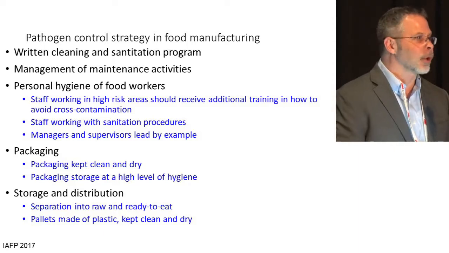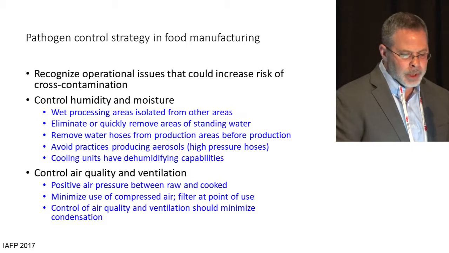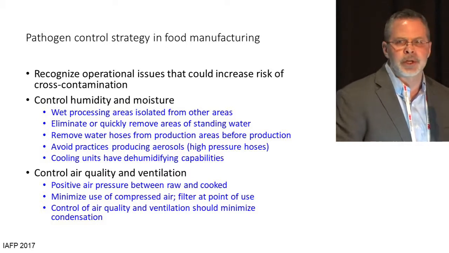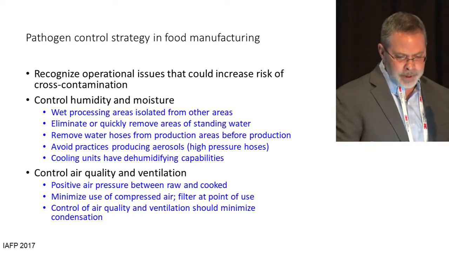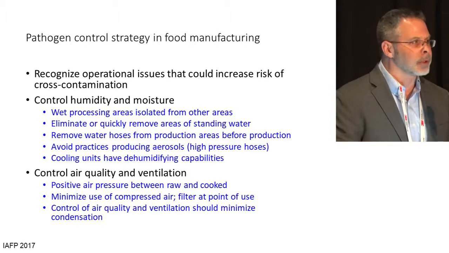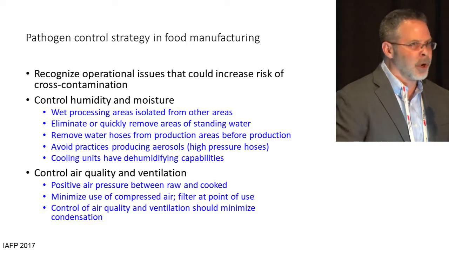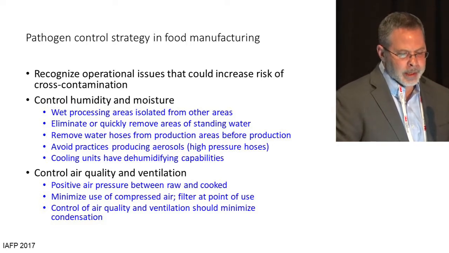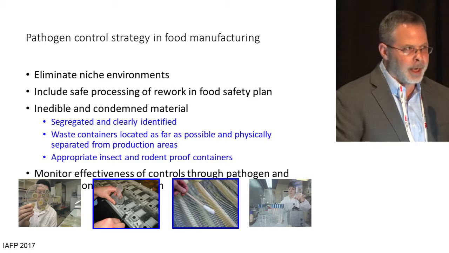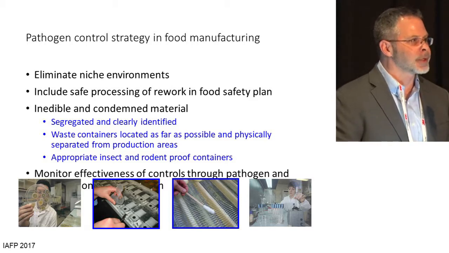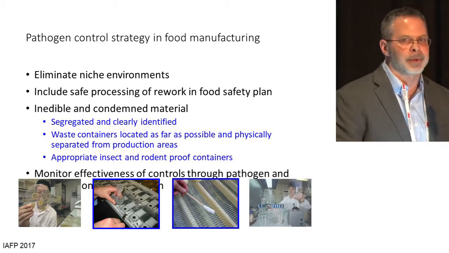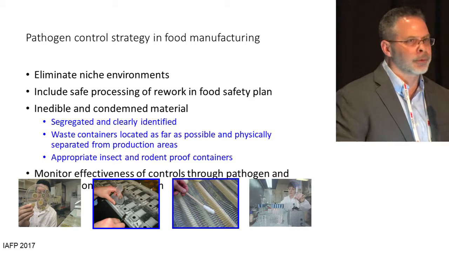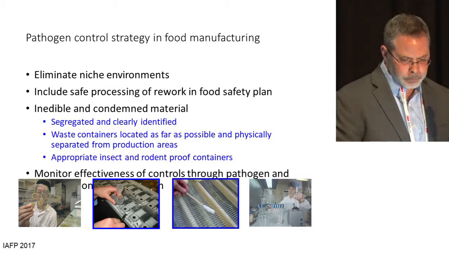You need to look at operational issues such as humidity and moisture control, air quality and ventilation, zoning, traffic patterns in the factory. So there's a lot of process-related controls, but then also just making sure you account for side processes such as rework, management of inedible material, and that you don't have niche environments where pathogens can avoid cleaning and sanitation processes. And also you need to have an effective program to verify environmental controls as well as controls in your product and process.